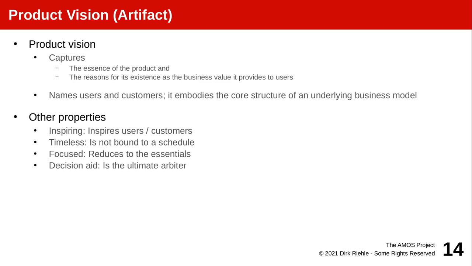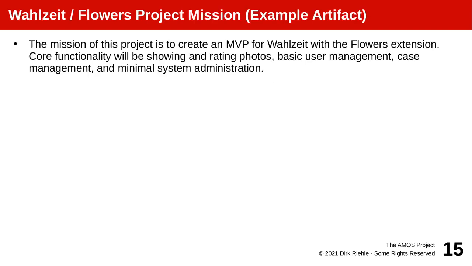In contrast to something that is open-ended, has no end date, we do have projects. Remember, by definition, a project is something with a start and an end date. The course is called the AMOS project because it has a start date and an end date. So it's a project with a defined time span. So now we have a project mission, which spells out what you can possibly achieve within a defined time frame. The mission of a particular AMOS project is to create an MVP for Wildzeit Flowers, and the core functionality is showing and rating photos, basic user management, etc.